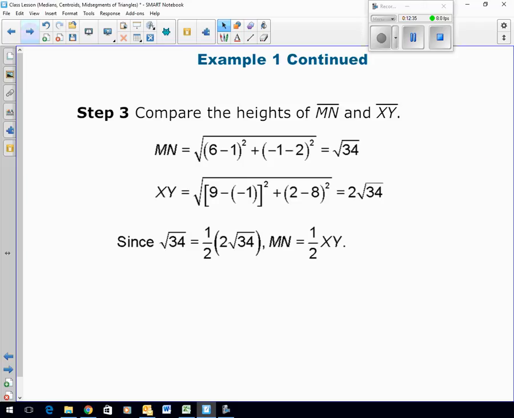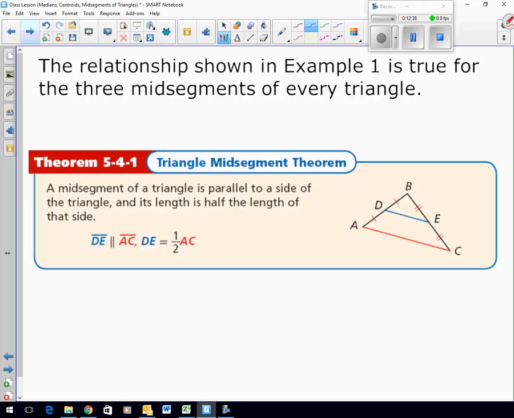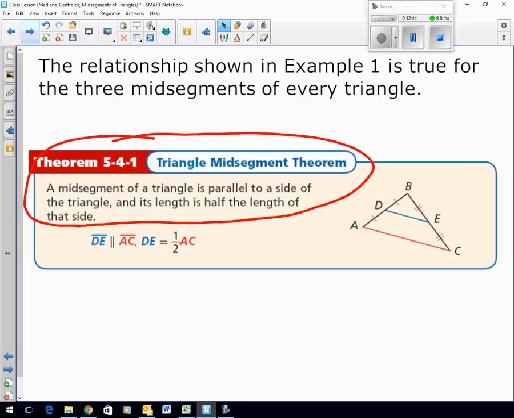What you're going to use, guys, is your triangle midsegment theorem. Please write this part down. Should be the last thing that we write down. And then there's a little bit of a quiz that I'm going to give you guys to make sure you understand it. My triangle midsegment theorem says a midsegment of a triangle is parallel to a side of the triangle. Its length is half the length of that side. So DE, not only is it parallel with AC, but DE is half the distance from A to C.